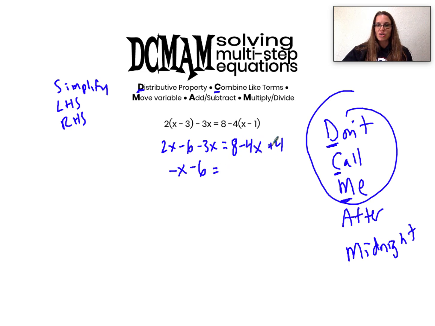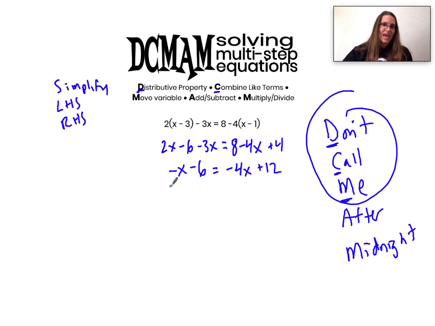Right-hand side, the like terms that I need to combine are 8 and 4. That gives me -4x plus 12. I have now simplified the left-hand side and I've simplified the right-hand side. Distributive property, combine like terms. Now I need to move the variable term.